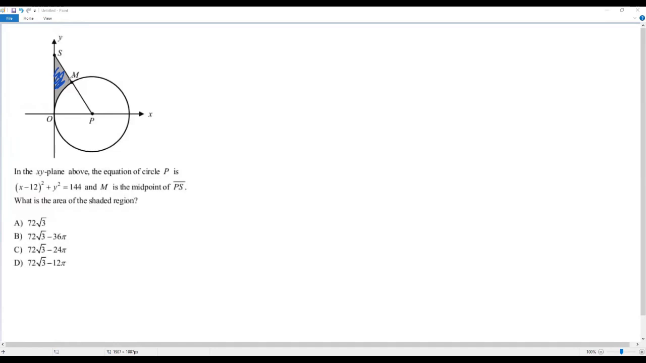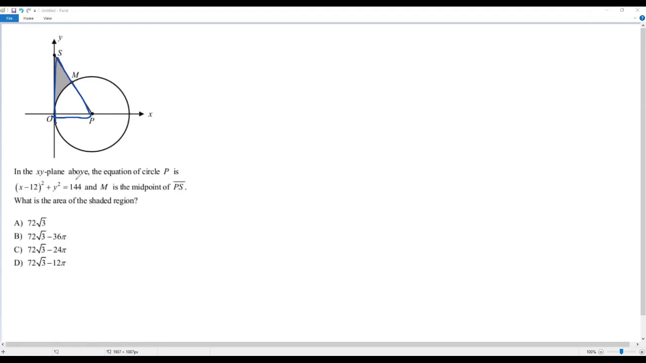My idea to get the area of the shaded region is, first, we have to get the area of the triangle OPS over here. Once we get that, we have to get the area of this sector OPM. Then we subtract the area of sector OPM from the area of triangle OPS to get the area of the shaded region. First, how do we get the area of the triangle OPS?